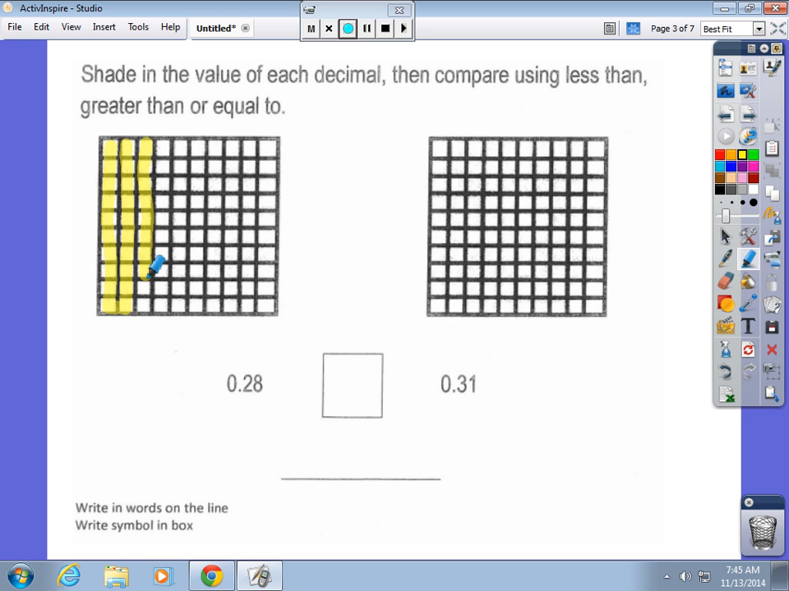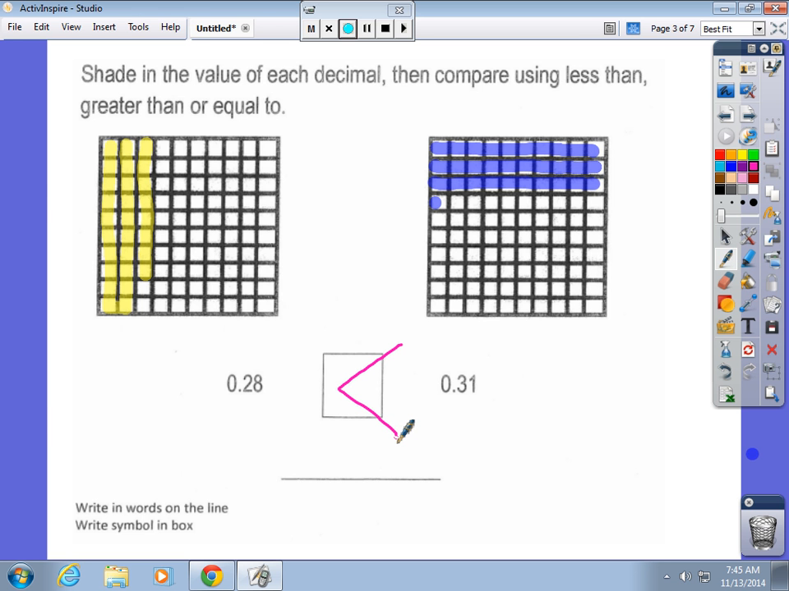I now need to shade in 31 hundredths. Again, I see a 3 in my tens place. I'm going to shade this the other way. There's a row of 10, 10, 20, 30, or 3 tenths: 1 tenth, 2 tenths, 3 tenths, and then I need 1 more hundredth, so I'll pop that guy right in there. So I have that 1 hundredth in there. Which is greater? Well, you can obviously see 2 tenths over here and 3 tenths over there. 31 is greater than 28.